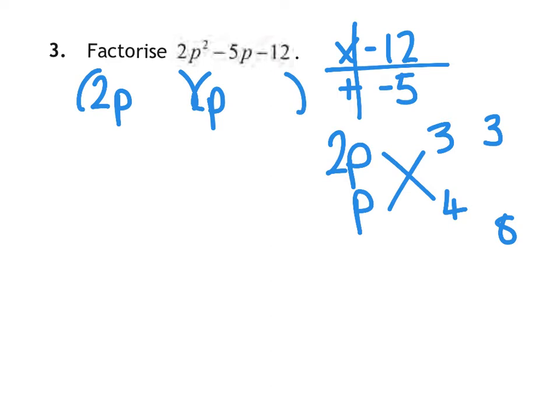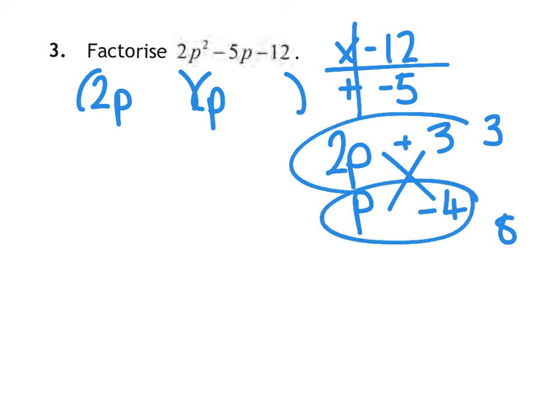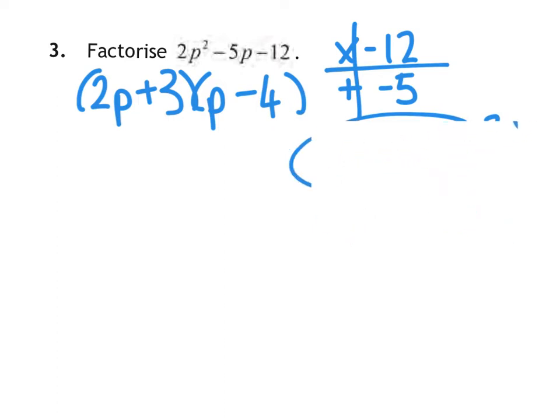Oh God, what am I saying? To get minus 5, it would have to be the 3 take away the 8. So the positive goes with the 3, the takeaway goes with the 4. And there's your 2 brackets there. So 2p plus 3 and p minus 4. So that is one way. The other way is if you, let me just hide that just now.